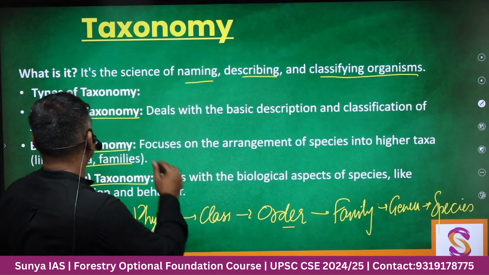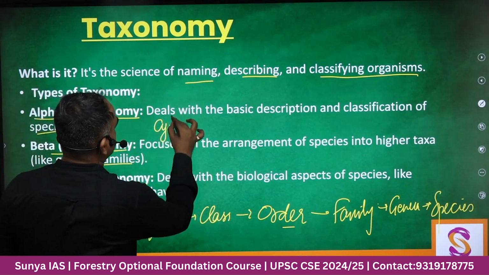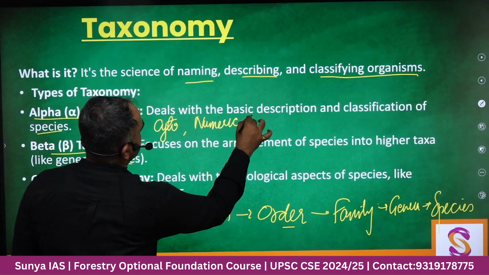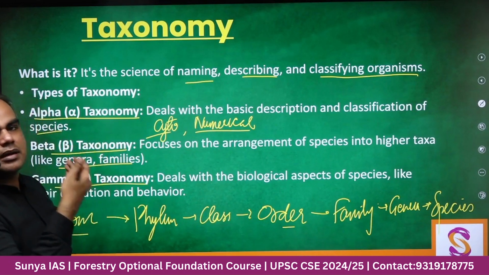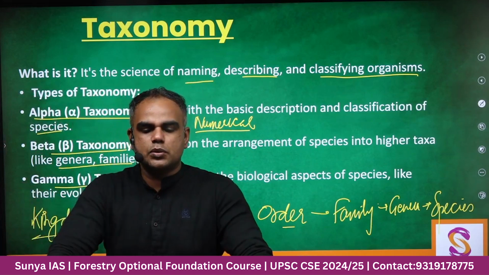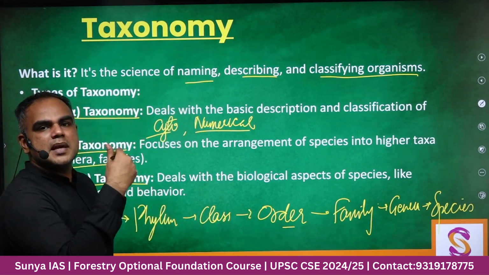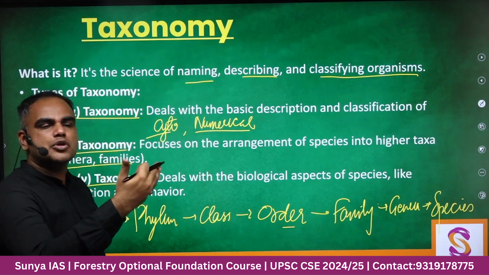So additionally, two other things I've also told you. One is cytotaxonomy, one is numerical taxonomy. Many of these types can be known to you. And I think the sixth one is based on evolution, how the evolution has evolved.